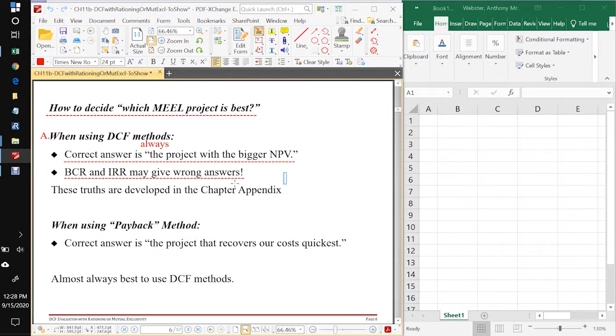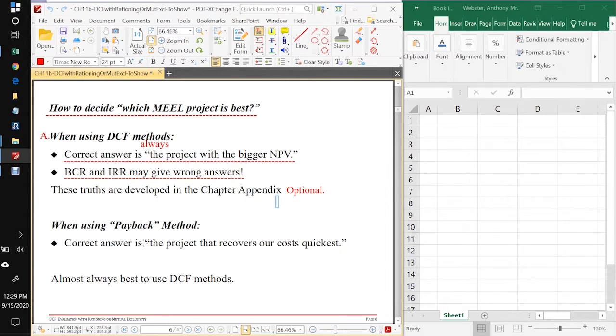Just kidding. But anyway, if you look in the appendix, you'll see why BCR and IRR may give the wrong answer. But the good news is the project with the bigger NPV always gives you the right answer. Okay, so again, look in the chapter appendix, which is optional. All chapter appendices are optional if you want to understand why this is the truth, the whole truth, and nothing but the truth.